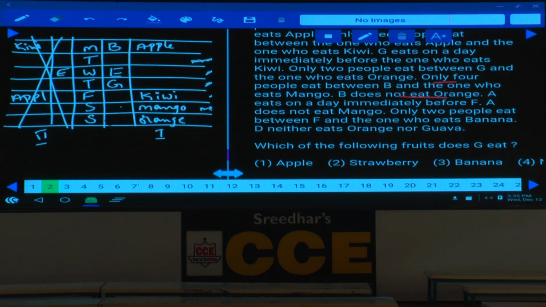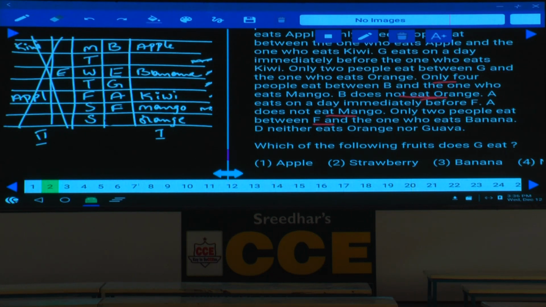Next, B does not eat orange. A eats on a day immediately before F. There are 2 possibilities: either Friday and Saturday, or Saturday and Sunday. But A does not eat mango, so A on Saturday is ruled out. Hence A must be on Friday, immediately followed by F. And only 2 people eat between F and the one who eats banana. Between F and banana there must be exactly 2 people, and the one who eats banana is on Wednesday.